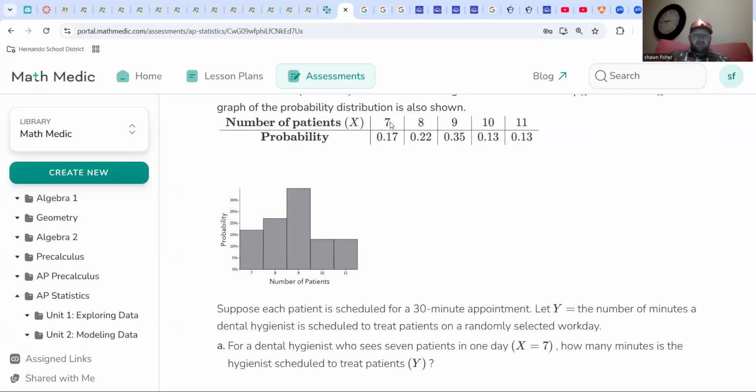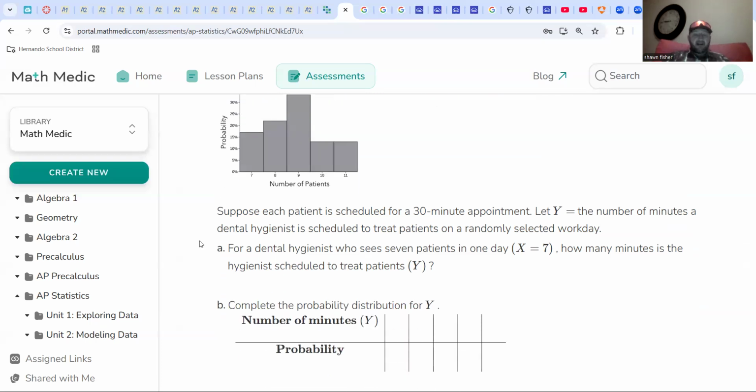So all I'm doing is multiplying the random variable X, whatever it is, by 30. Okay. Y is going to represent the number of minutes a dental hygienist is scheduled to treat patients on a randomly selected workday. For a dental hygienist who sees 7 patients in one day, how many minutes is the hygienist scheduled to treat patients? Well, I got 7 patients, 30 minutes apiece. How many minutes would that be?